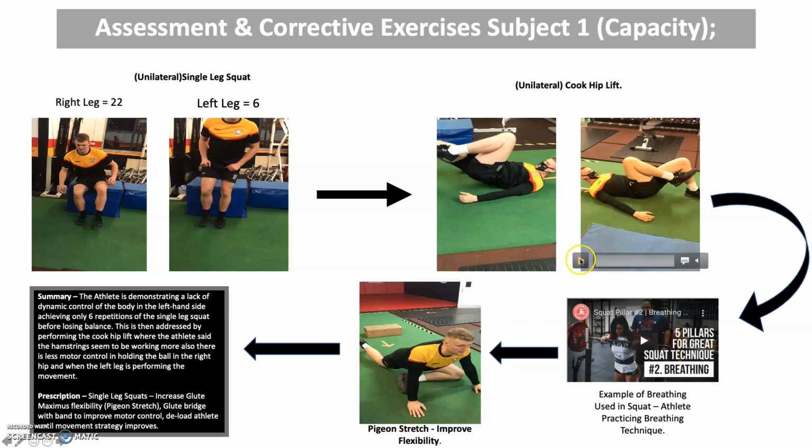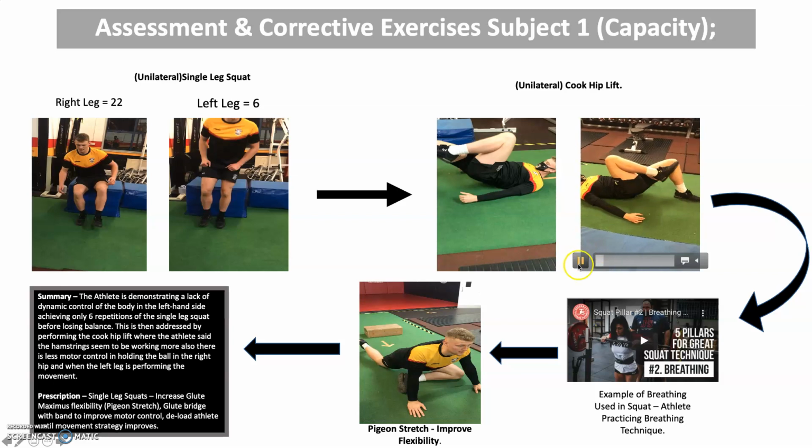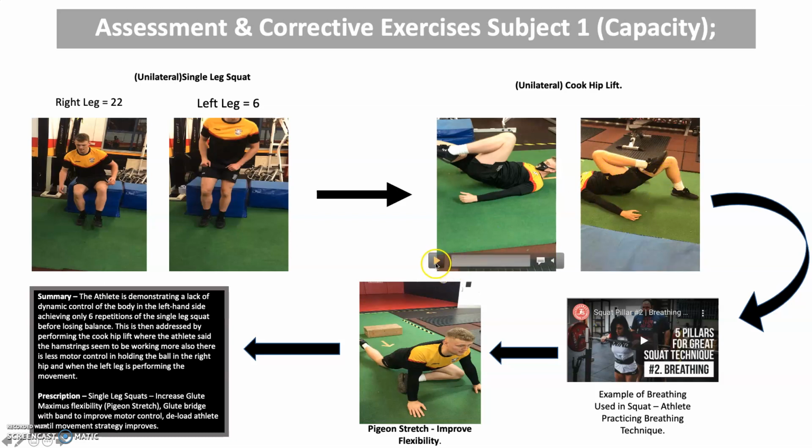opposite hip to the leg working. As we can see in the right leg, there's more adjustment, keeping the ball in the hip. This indicates that there's a lack of firing in the glute of the left hip. And we also can see the left hamstring is firing more, which was confirmed by the athlete.